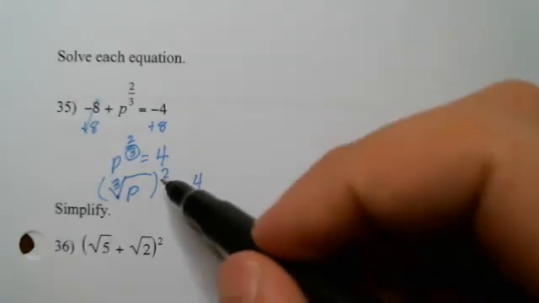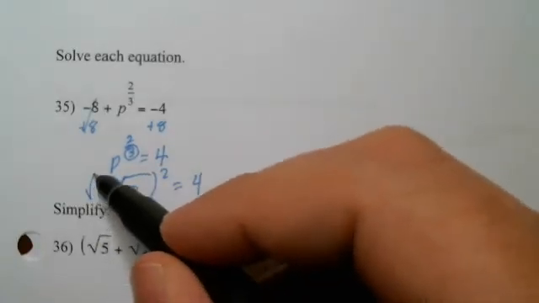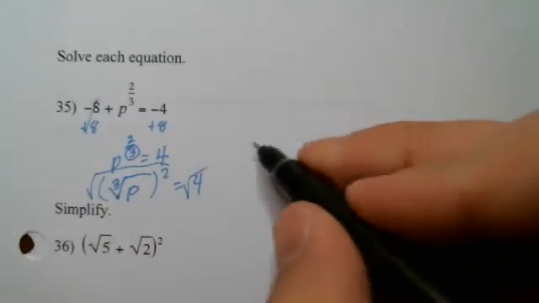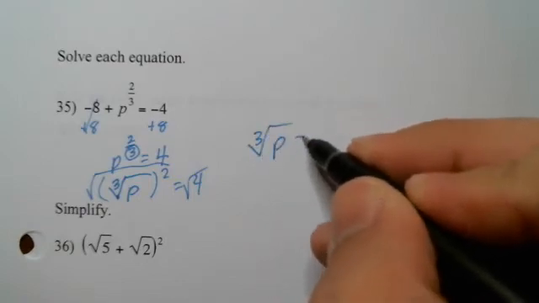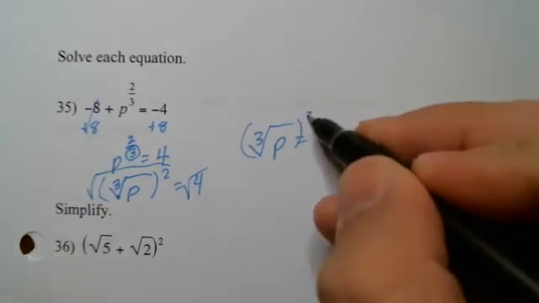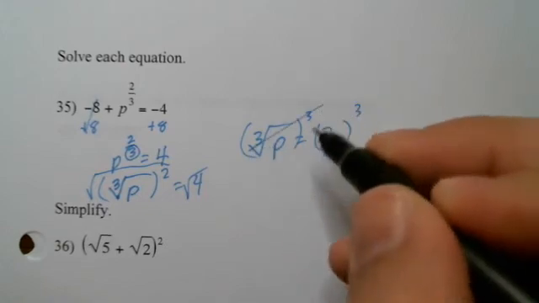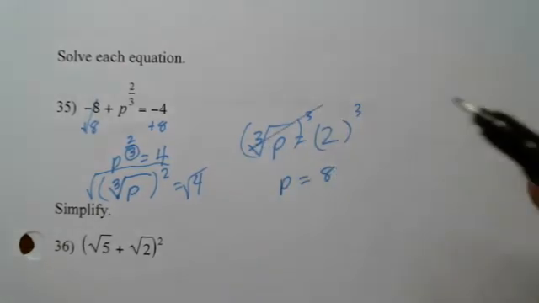So then, what I've got to do to get that square off? Do the square root of both sides. Then I'm left with the cube root of p is equal to 2. Then I cube both sides in order to get that cube root off, and I get p is equal to 8.